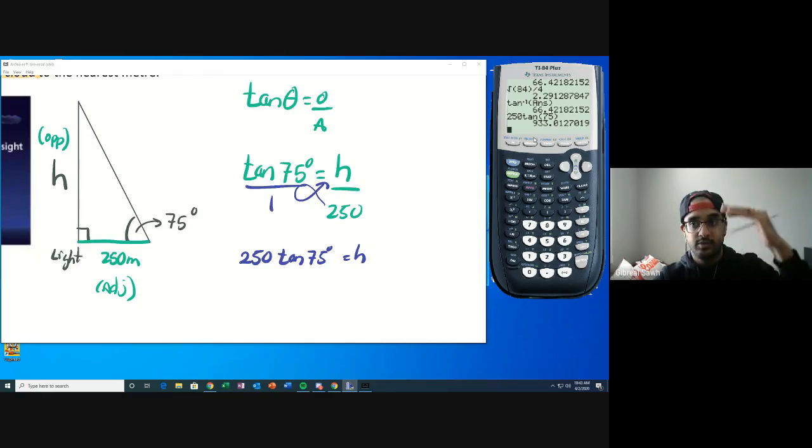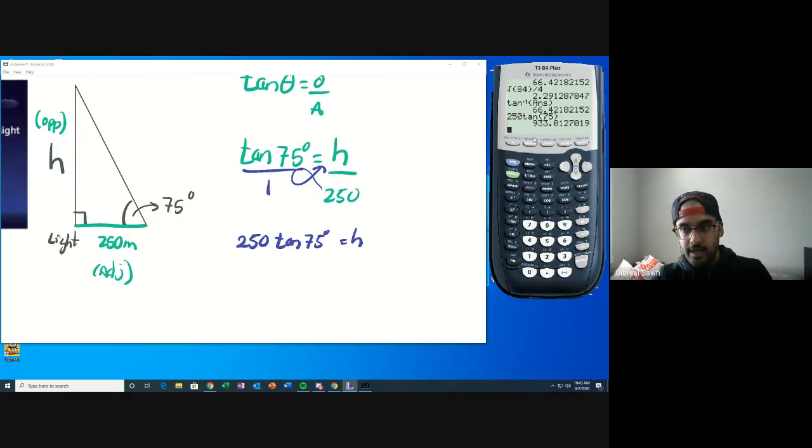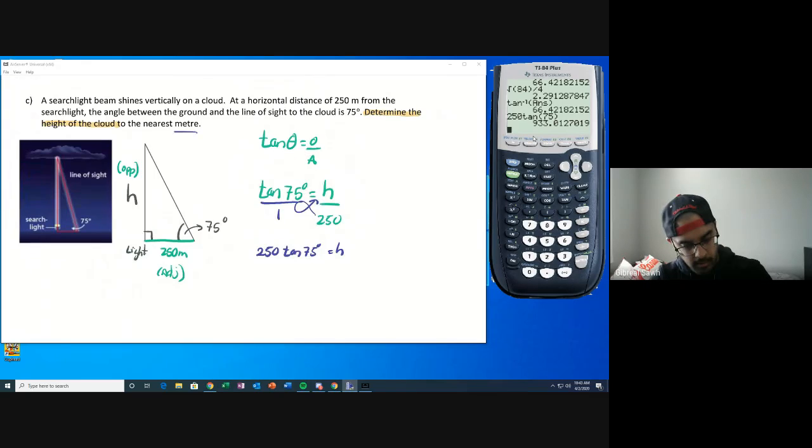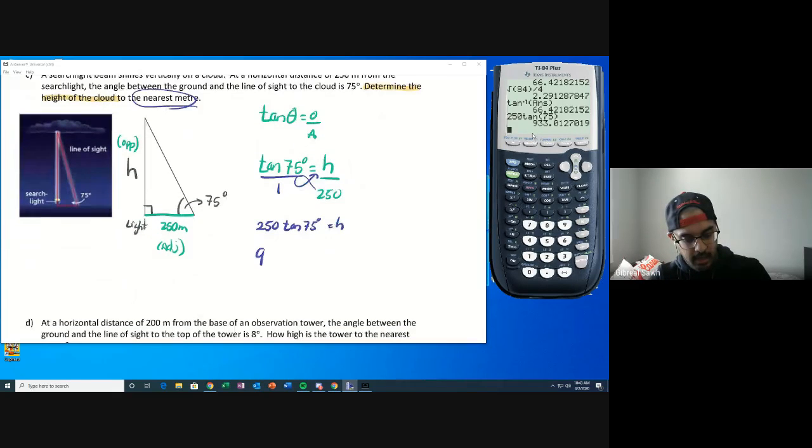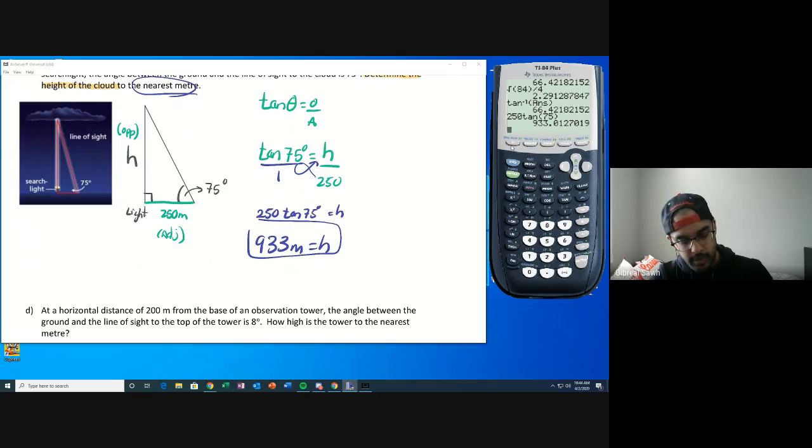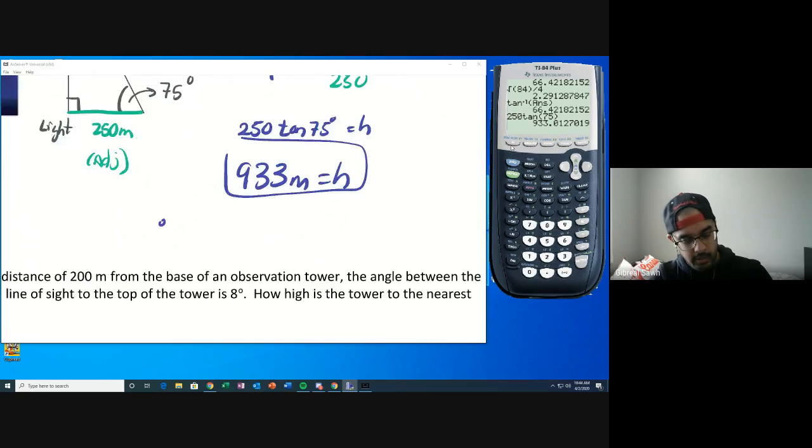Makes sense, clouds are pretty high up. So 933, and it does say to the nearest meter. So 933 meters is the height. If you do want to get real nice and fancy, make it look real good for us. So therefore, the height of the cloud is 933 meters.